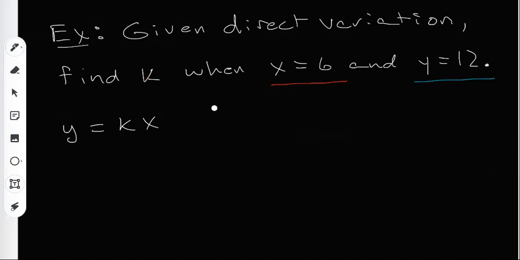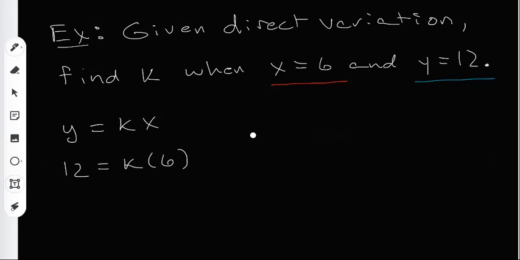And then we start plugging in what they give us. So for example, they tell us y is 12, so I'm going to replace y with a 12. Then they tell us what x is. They're telling us that x is 6, so I'm going to plug in 6 for x. And then I go from there.